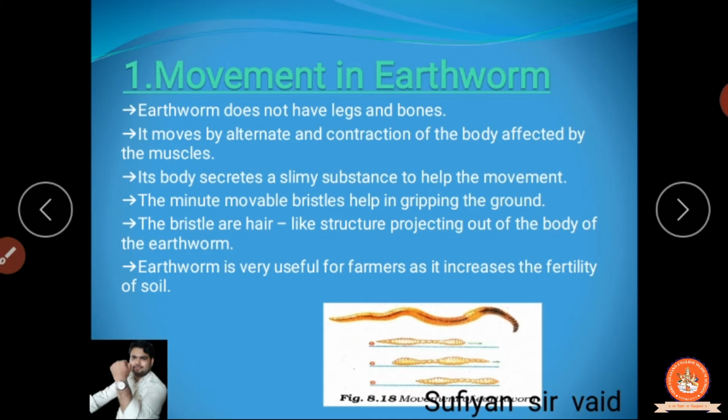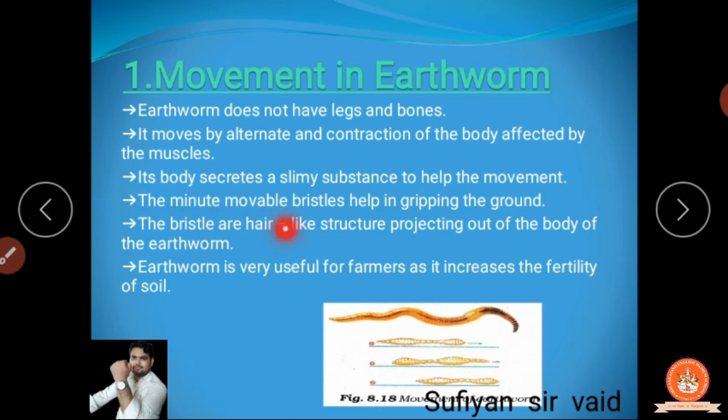Clear? Sometimes if you look at an earthworm, you can find at the back portion of the earthworm one line of water. Clear? You see a water-like line. That is the secretion of the slimy substance.